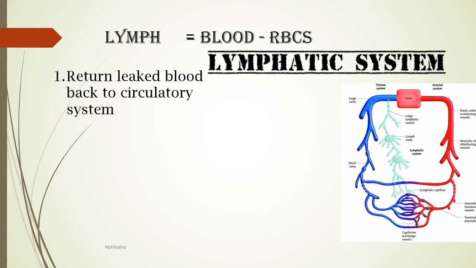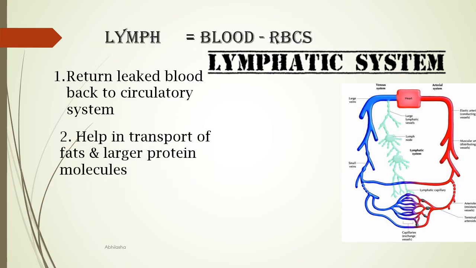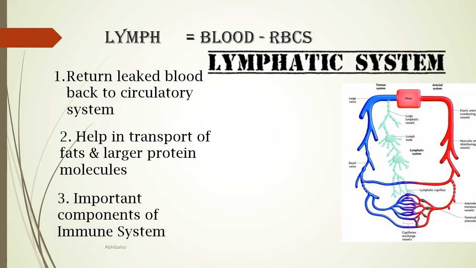One is, of course, it brings back the leaked out extra blood back into the circulatory system. But there are also some other important uses. It carries large proteins and fats which cannot enter the blood capillaries. The pores on lymphatic vessels are bigger. So these fats and large proteins are able to enter lymphatic vessels. But the most important function is that the lymphatic system is an important part of our immune system. They carry WBCs, and you know white blood cells are the key players of our body's defense.